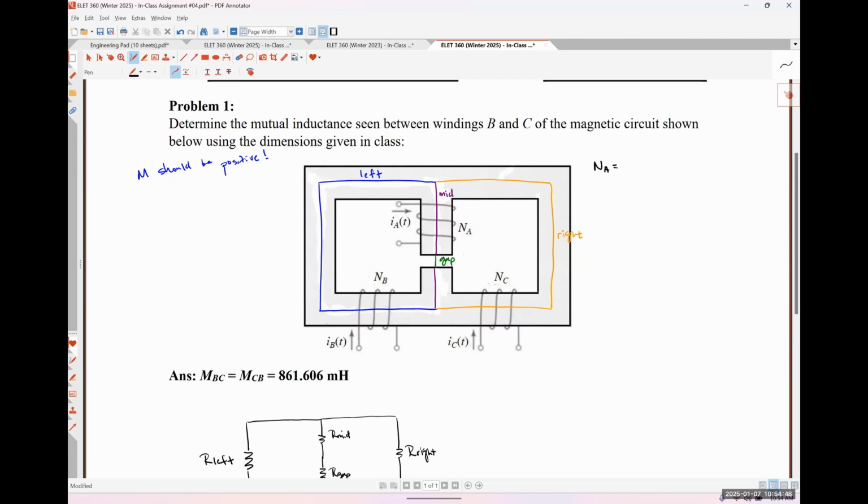So the number of turns in coil A, which we don't particularly need, is 100. The number of turns in coil B is 200. The number of turns in coil C was 500. Our core permeability was 5,000 mu naught. The length of our gap was 1 centimeter.